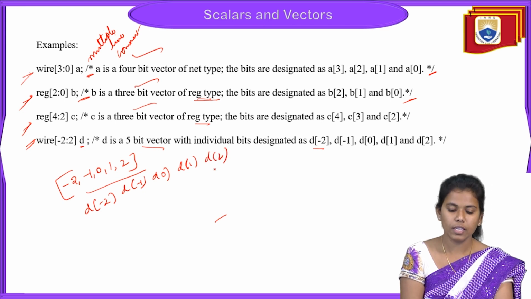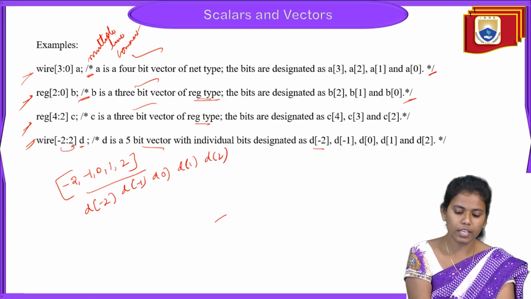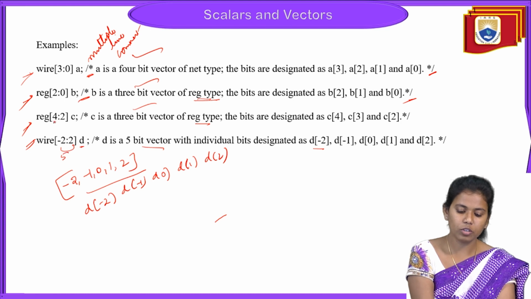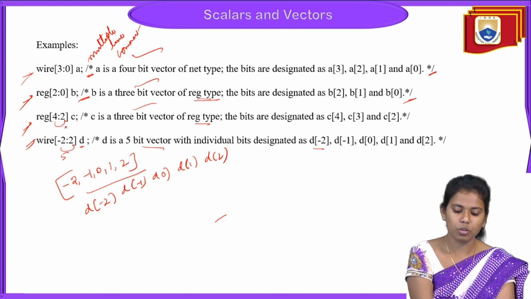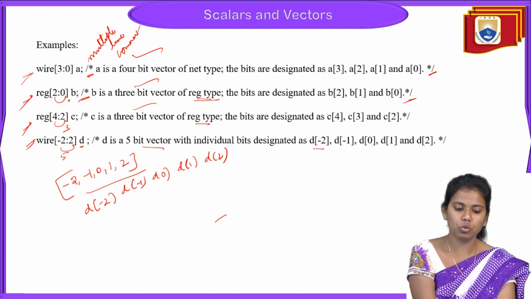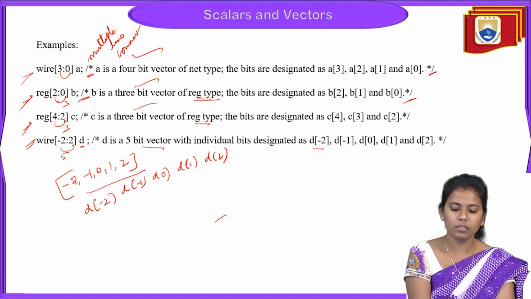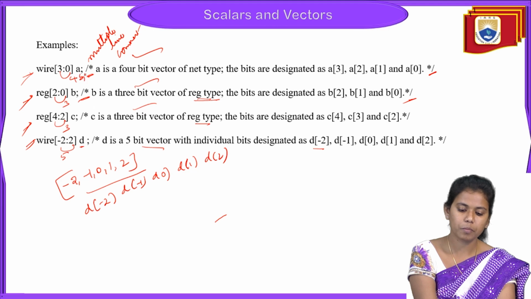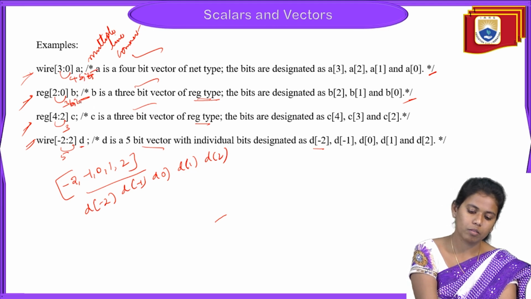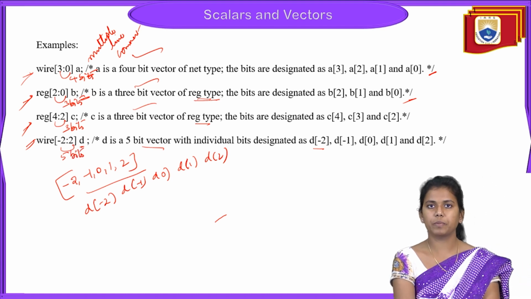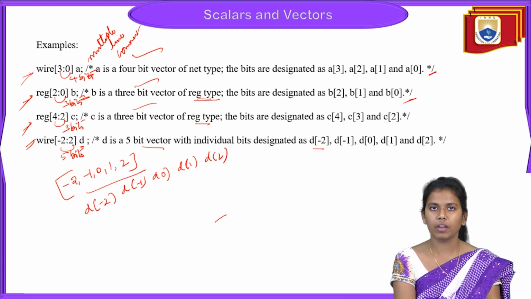D of 2, isn't it? So totally how many bits? 5 bits. Totally how many bits? 4, 3, 2, 3 bits. Totally how many bits? 2, 1, 0, 3 bits. Totally how many bits? 3, 2, 1, 0, 4 bits. Okay, this is how we represent the scalars and the vectors in Verilog constructs.